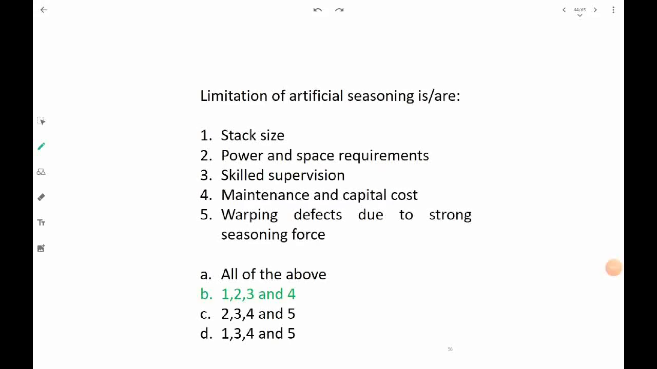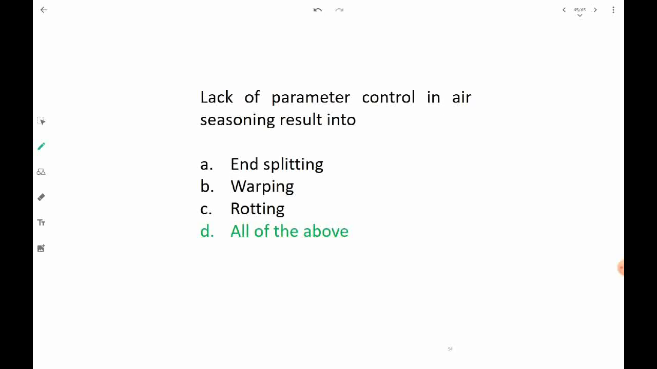Limitations of artificial seasoning are stack size, power and space requirements, the need for skilled supervision, and proper maintenance and capital cost, that is, the budget involved. Alright. Then lack of parameter control in air seasoning results in end splitting, warping defects and rotting of the timber.